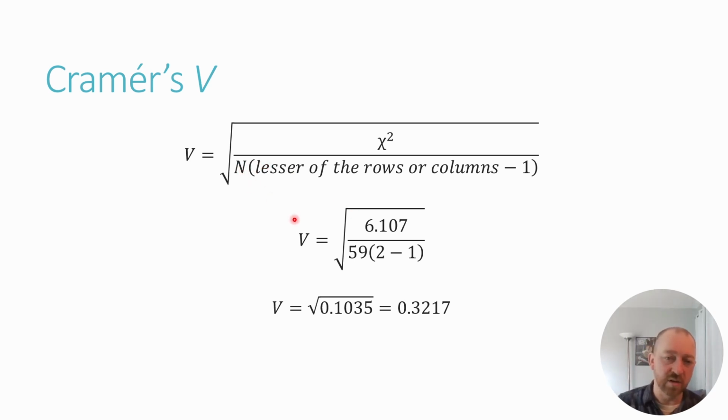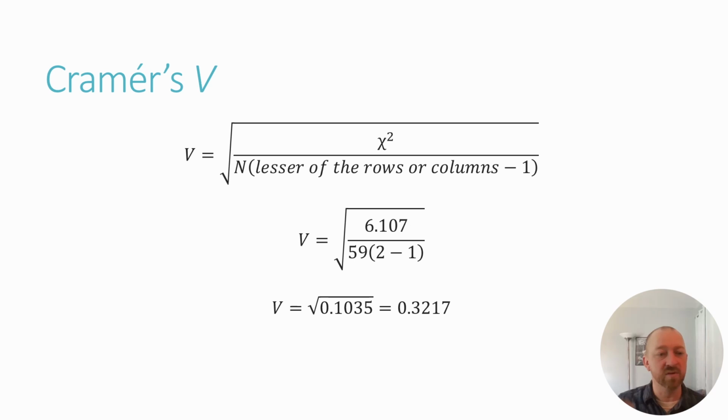The n value, of course, the total number of observations we had in my little example, is 59. And of course, we had 2 rows and 3 columns, and 2 is, of course, fewer than 3. So we're going to plug in the value of 2, and of course, take away 1. So of course 2 minus 1 is 1, 1 times 59 is 59, 6.107 divided by 59 is 0.1035, the square root of which is of course 0.3217. So the Cramer's V value of effect size is 0.3217.